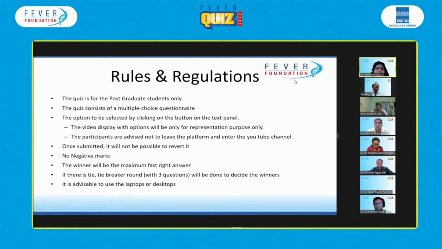The option is to be selected by clicking on the text panel on the right hand side. There will be a video displaying the option, but it is only for representation. You cannot click the button on the video. On the right hand side, you have a text panel where you need to click the button and select your option.